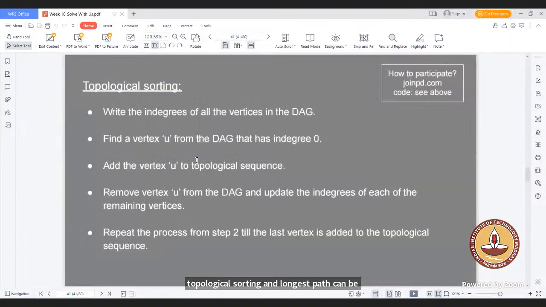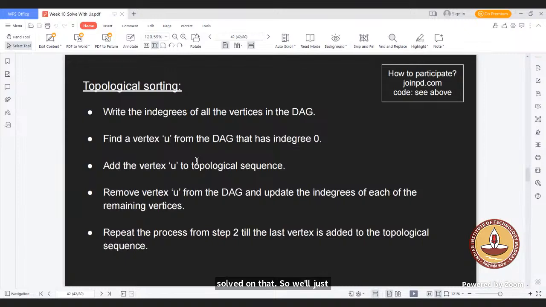So we'll just see what topological sorting is first. We'll write all the in degrees of all the vertices of the DAG. Suppose, let's say, the in degrees are 1, 3, 5, 4 respectively.